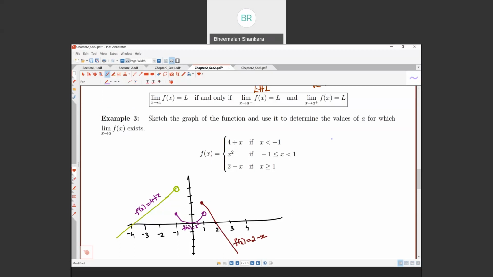Whenever you have a less than or equal to in the piecewise function, it's always a closed dot. The point is included. When you have just less than, make sure you have an open circle. The point is not included.